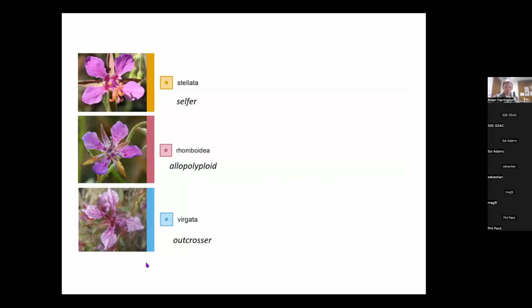So the particular study, or trio, I should say, of plants I'm focusing on are Clarkia stellata, Clarkia rhomboidea, and Clarkia virgata. Clarkia stellata and Clarkia virgata, on the top and bottom here, are two diploid progenitors of Clarkia rhomboidea, which is our allopolyploid here in the middle. I've just mentioned this now, but this will also become more important later. Clarkia stellata is a selfer, and virgata is an outcrosser, and they have floral traits that are commensurate with that style of mating system.